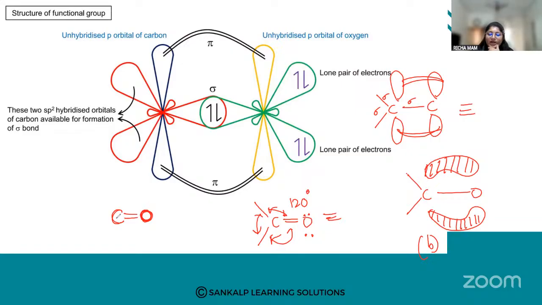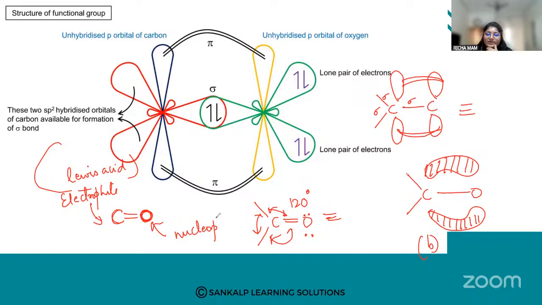So your carbonyl carbon is an electrophile, that is, it acts as a Lewis acid. And your carbonyl oxygen is a nucleophile, which acts as a Lewis base. So how does the polarization take place? It takes place like this. As a result, carbon gets the positive charge and oxygen gets the negative charge. So like this, the polarization occurs. Is it clear? Okay.